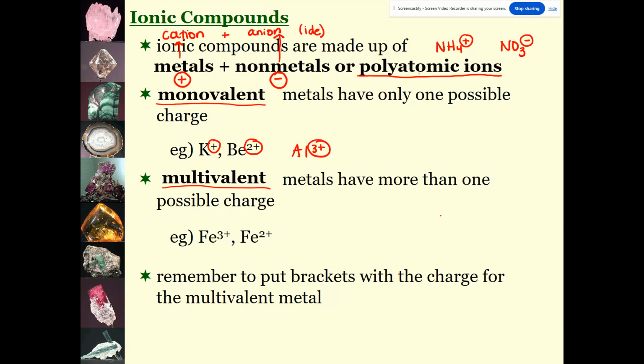When you're looking at the periodic table, and you're looking at the elemental symbol, let me just grab my periodic table. So when I'm looking at aluminum, for example, I have my symbol, I have my atomic number, I have my atomic mass, and then right underneath is the charge. Okay? If there's only one number written there, it's monovalent.